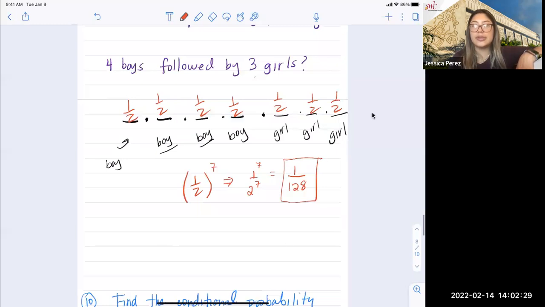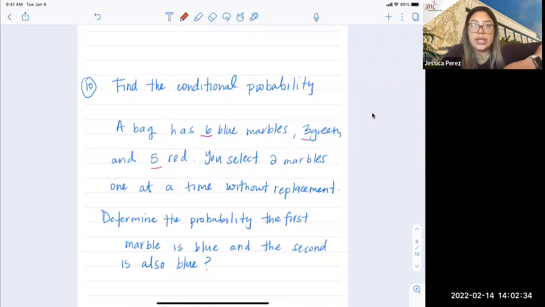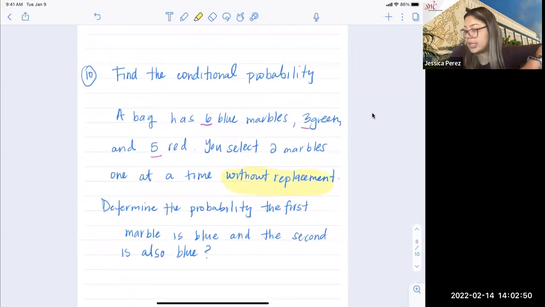All right, so the last question, number 10, is find the conditional probability. A bag has six blue marbles, 3 green, and 5 red. You select 2 marbles, 1 at a time, without replacement. This is key: without replacement. Determine the probability that the first marble is blue and the second marble is also blue. So you have a total of 6 plus 3, we get 9, 9 plus 5, we get 14 marbles total.